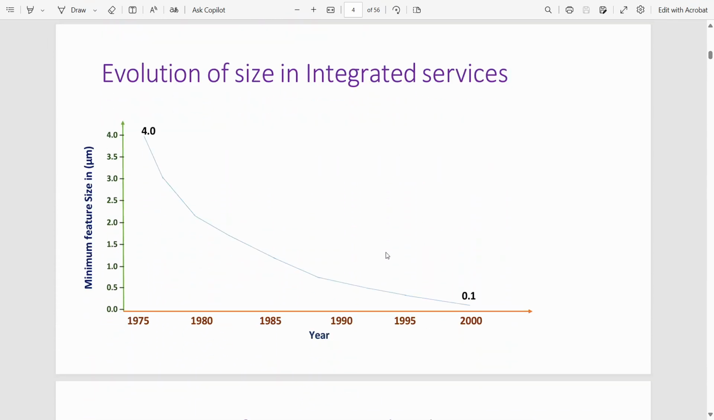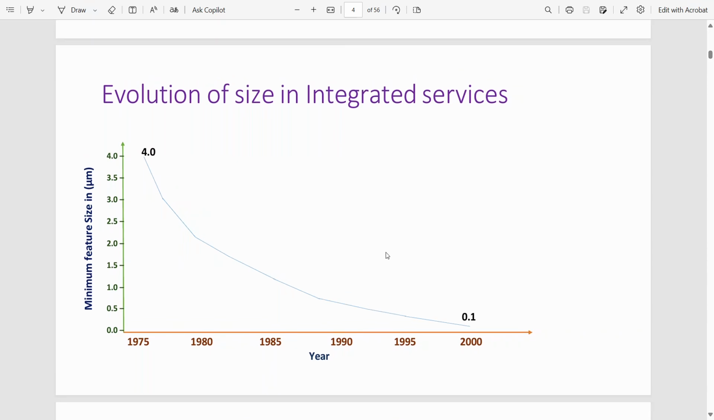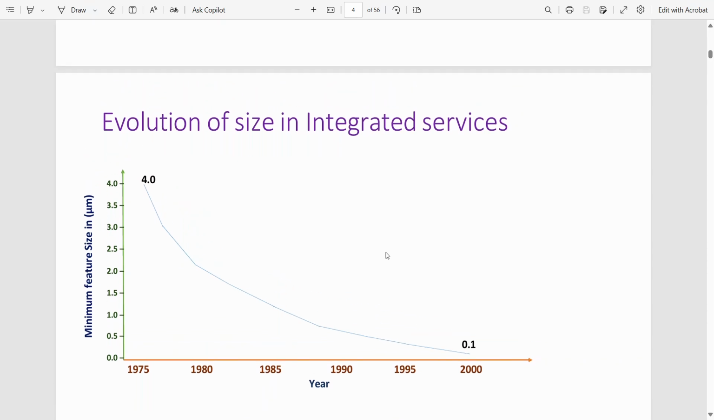And if you see the evolution of size in integrated circuits, as per Moore's law, the transistor count in an IC will double every 18 months or 2 years. So here, if you see the minimum feature size, this is technology in terms of micrometer, and this is the year.